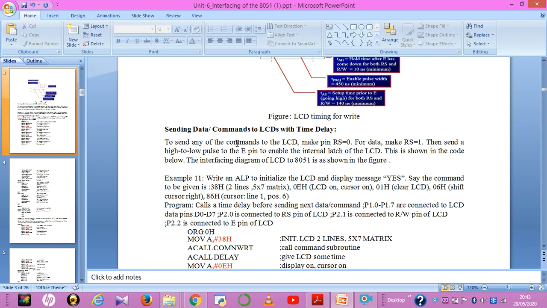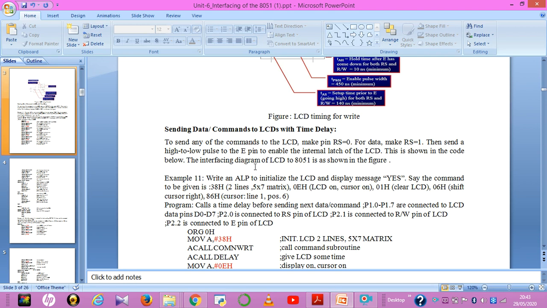Here to send any of the commands to LCD, make pin RS equal to 0; for data, make RS 1. Okay, for sending the commands RS should be 0, for sending the data RS should be 1. Then send a high to low pulse to the E pin to enable the internal latch of the LCD. This is shown in the code below. While seeing the code you will understand.